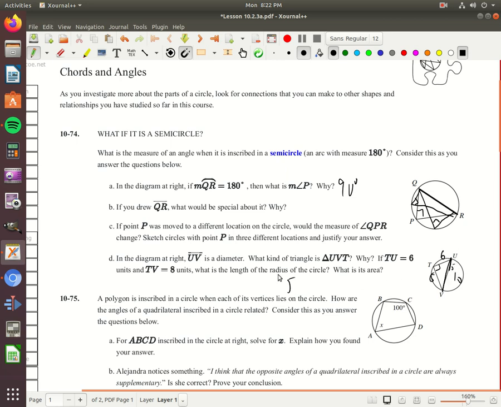Now again, what's the area of this triangle? Well, if we turn it into a rectangle, it would be 48, right? 6 times 8 would be 48. We only have half of that, so base times height divided by 2. So the area is going to be 24 units squared.